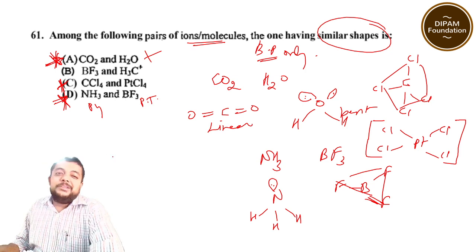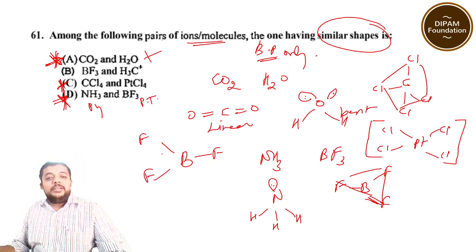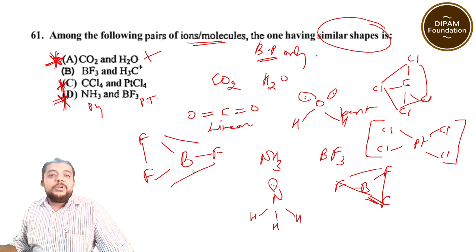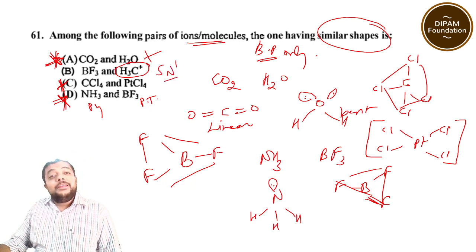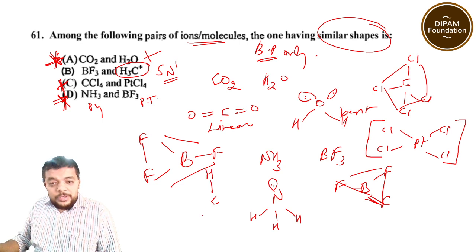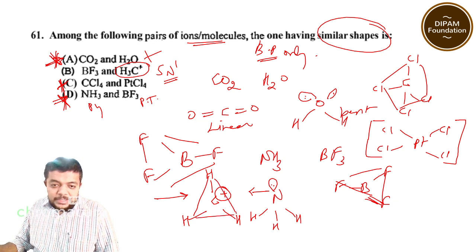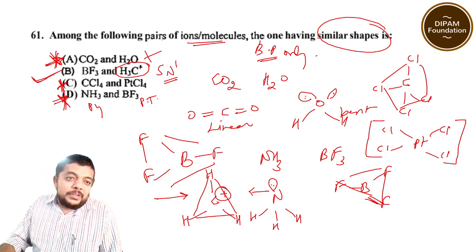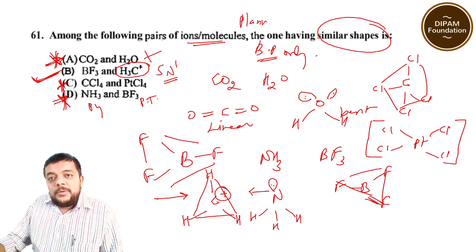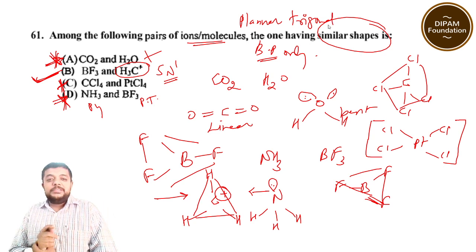But BF3 works with CH3 plus. Why, I'll tell you. BF3, I just now taught you, and even in lecture 1, that it is trigonal planar. And now for CH3 plus, you do not have to remember anything else apart from the SN1 mechanism of organic chemistry. In SN1 mechanism, when you have CH3 plus, the attack is possible from both ways. And during that time, this methyl carbocation is planar. BF3 is also planar. Both are trigonal planar. So option B is correct, where the shape is planar trigonal. So I hope you are getting these types of questions.